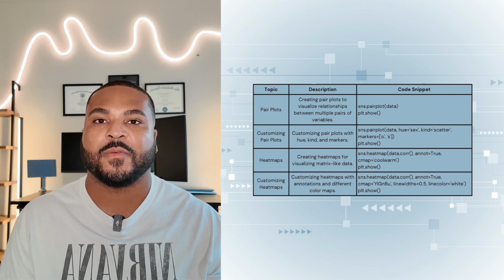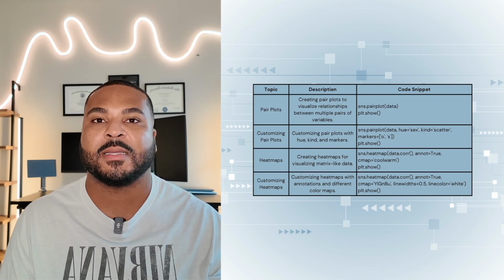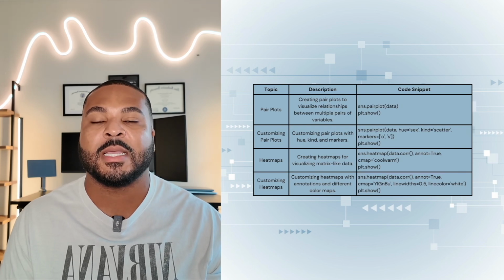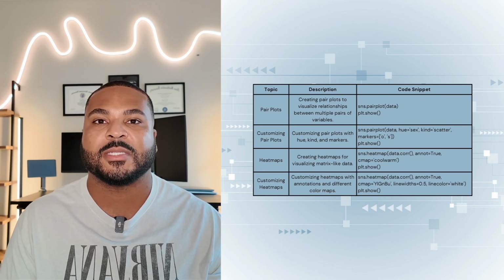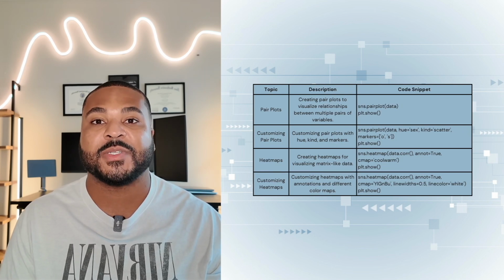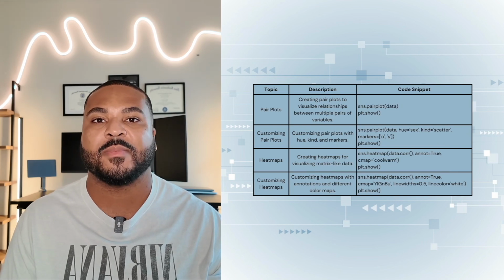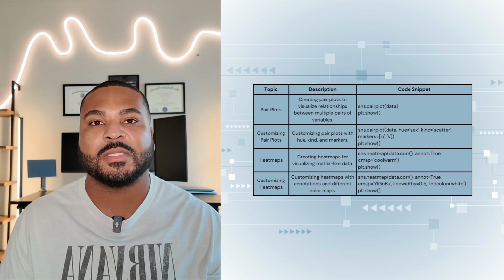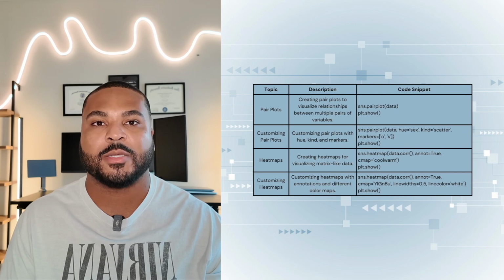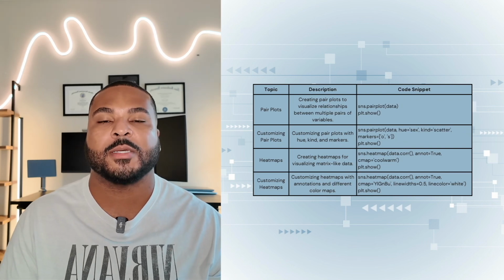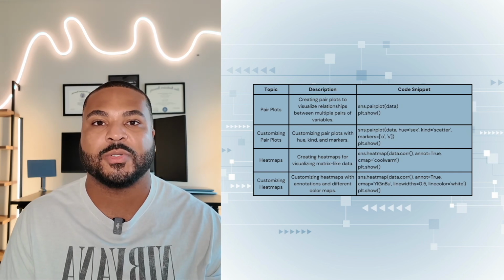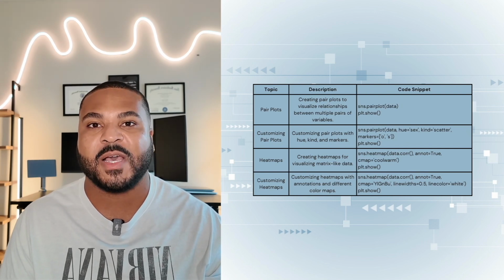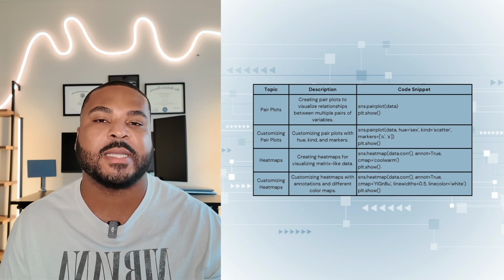Heat maps are useful for visualizing matrix-like data, such as correlation matrices. They use color to represent the magnitude of values, making it easy to see patterns and relationships. Let's create a basic heat map to visualize the correlations between variables in the tips dataset. This code snippet will generate a heat map with a color gradient from cool to warm colors, representing the correlation values. The annot=True parameter adds the correlation values to the heat map cells, annot standing for annotation.